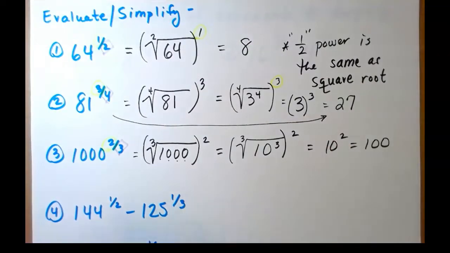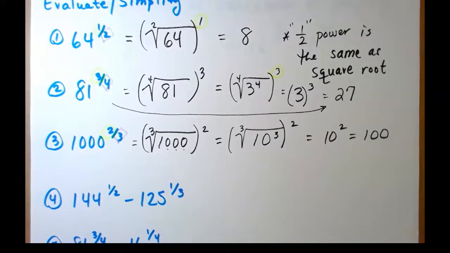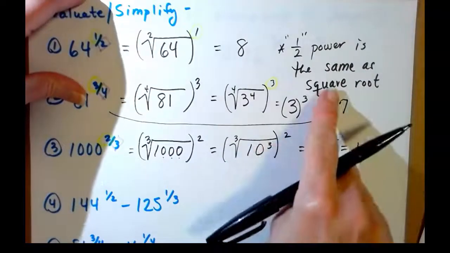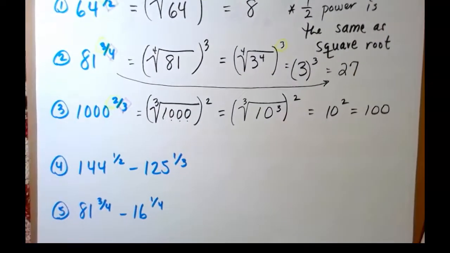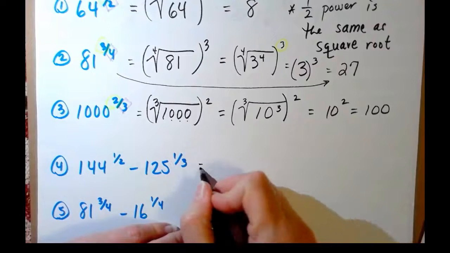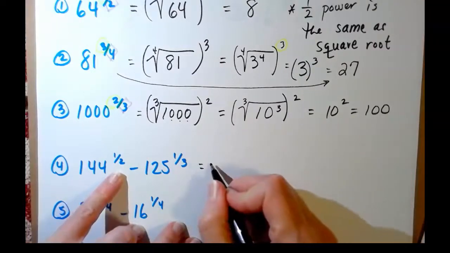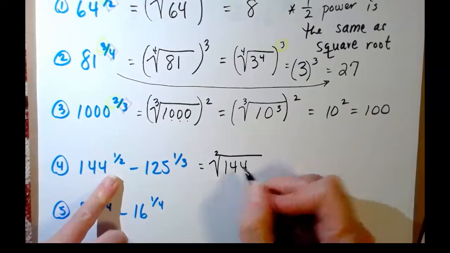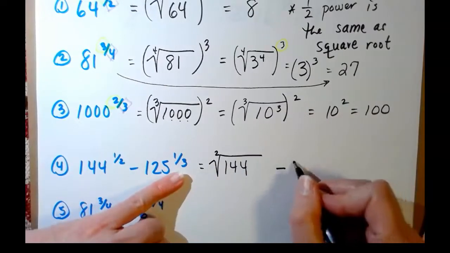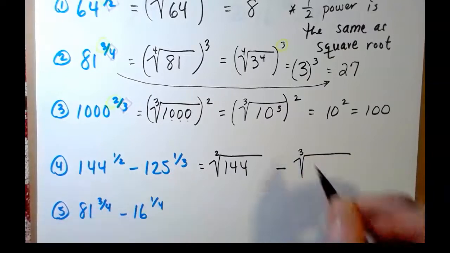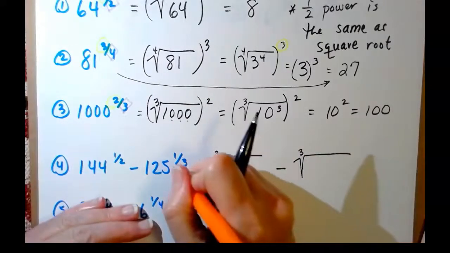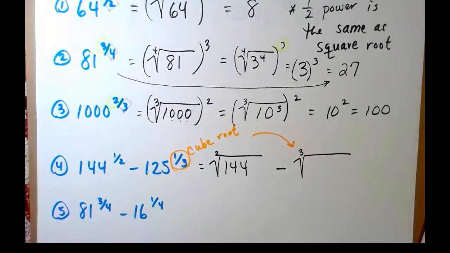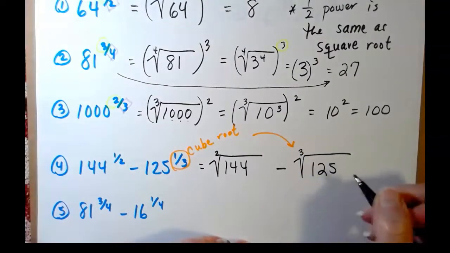So number 4, remembering that we are always following order of operations. If we know that the 1/2 power is the same as a square root, let's quickly change both of these to being radicals. So 144 to the 1/2 power is the square root of 144. And if the 1/2 power is the same as a square root, then the 1/3 power must be the same as a cube root. So the 1/3 power is the same as a cube root. Whoop, there it is right there. And 125, we've seen that number quite a few times now.